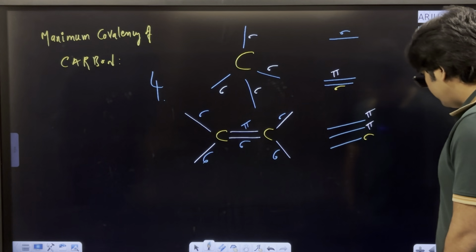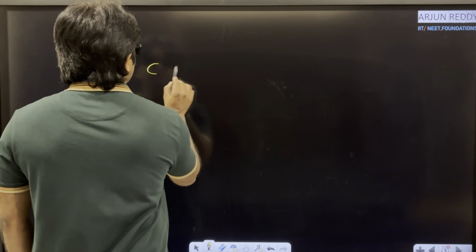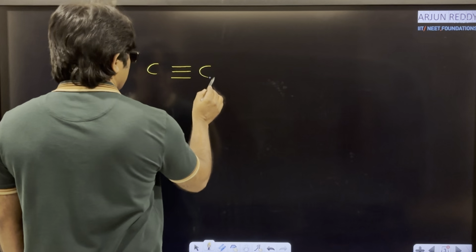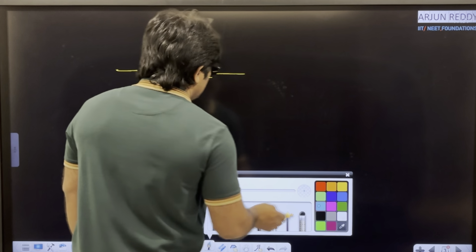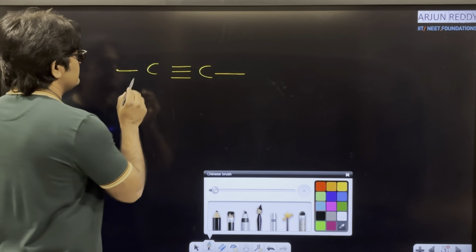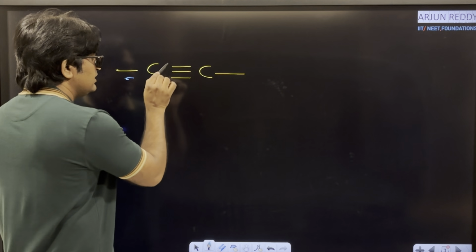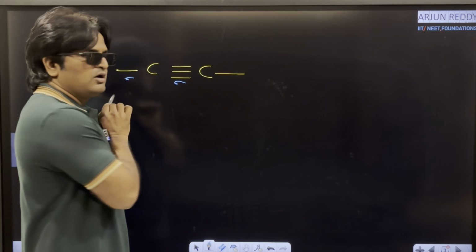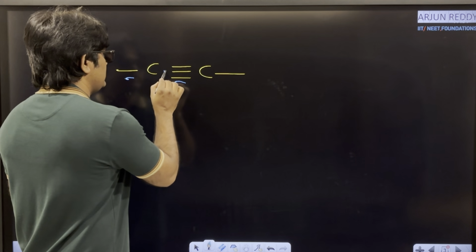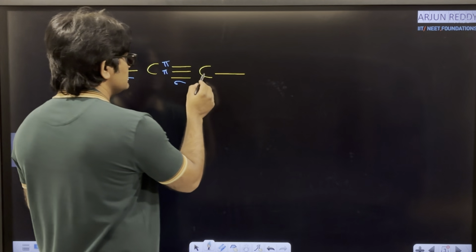Next, for example, a molecule is given like this: C triple bond C, with bonds on the left side and right side given like this. Now just look at this carbon atom. Around this carbon, what is the bond? Sigma bond, and here 3 bonds are there. Out of 3 bonds, how many bonds are sigma? 1 sigma, and the remaining 2 bonds are what? Pi bonds. Clear?